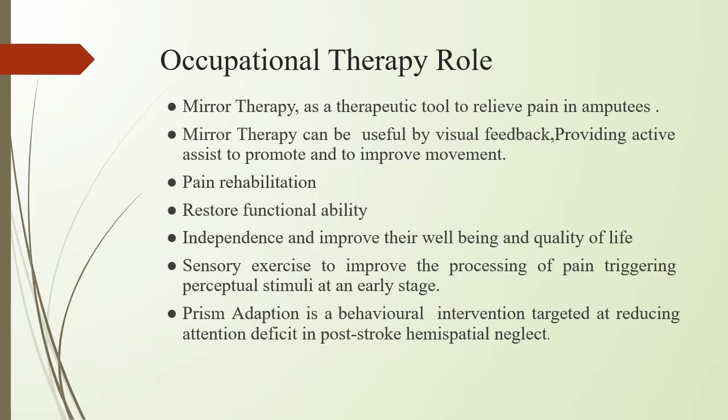And the next one is to restore functional ability, independence, and improve their well-being and quality of life. Sensory exercise to improve the processing of pain triggering stimuli in early stage. And prism adaptation is a behavioral intervention targeted at reducing attention deficit in post-stroke hemispatial neglect.